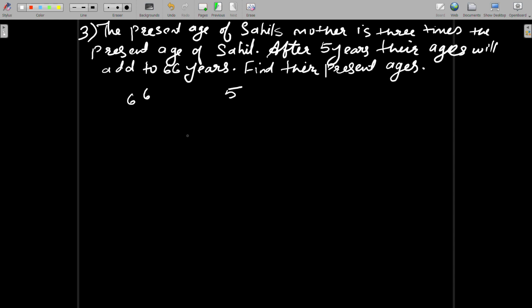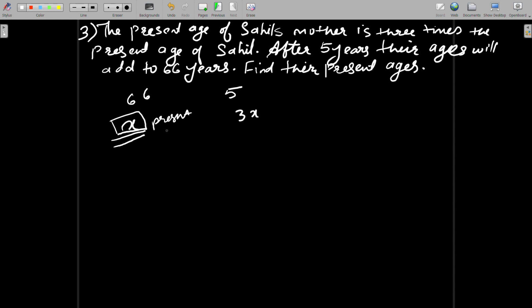Do we know what is Sahil's age now? We don't know. But when we don't know a particular value, we say, let that value be x. So here we can say, let the present age of Sahil be x. Now if the present age of Sahil is x, then the question says that Sahil's mother's age is 3 times the present age of Sahil. So if this is the present age of Sahil, then 3 times that, her mother's age, will be 3x, right?